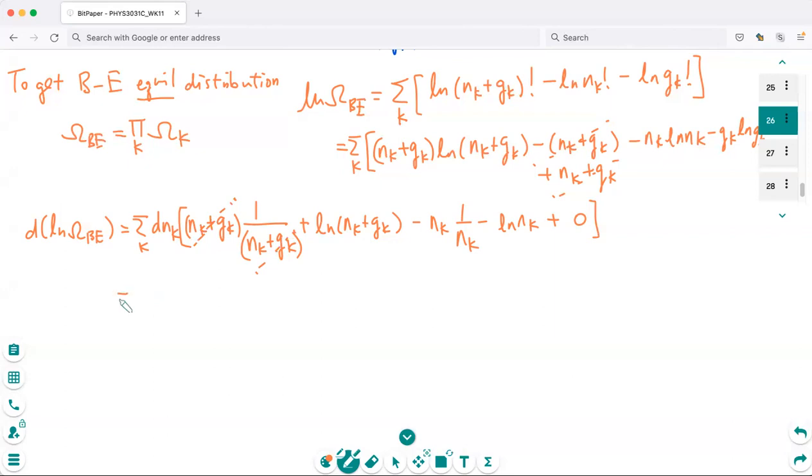So this is the sum of log of nk plus gk divided by nk. Okay, this thing.